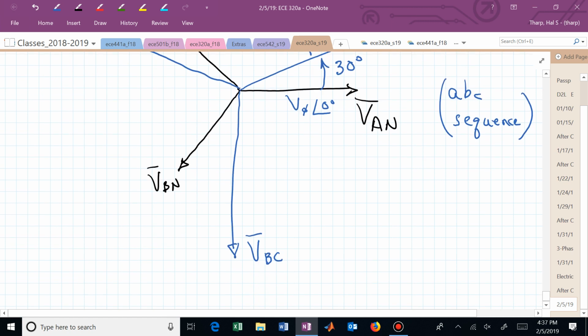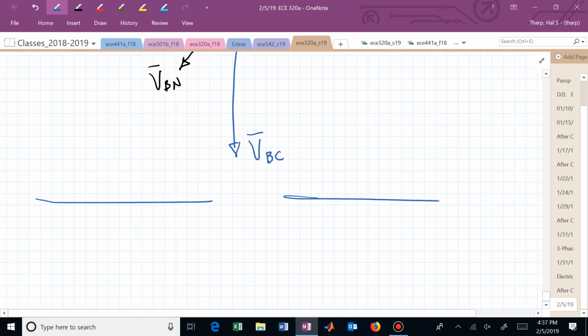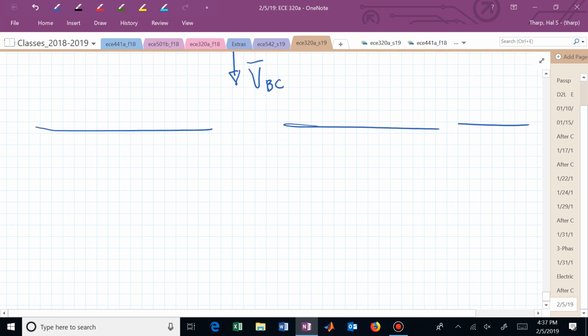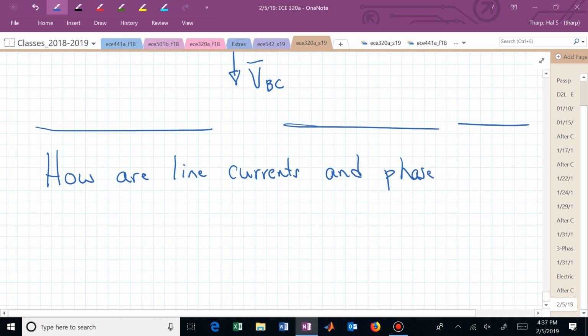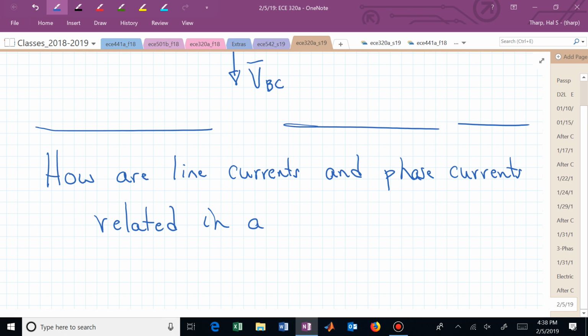That's our voltage transformations. Now what we want to understand are the connections with our line currents and our phase currents. How are the line currents and phase currents related? It would be trivial to ask in a Y configuration because they're the same. So now we need to ask, how are they related in a delta connected load?